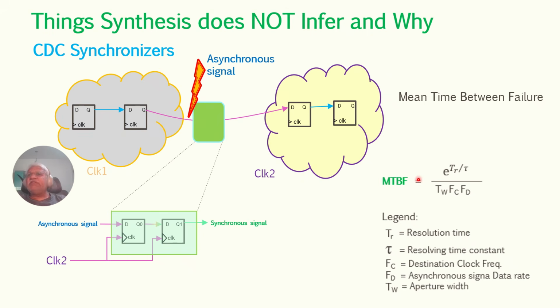So based on this MTBF, you will know what type of synchronizer is needed, based on these frequencies and aperture width. This TW means aperture width. Usually you can take it as setup plus hold of this flip-flop. Based on that, we can calculate how much is the MTBF of this synchronizer. If the MTBF is not high, then we need to add more stages here.